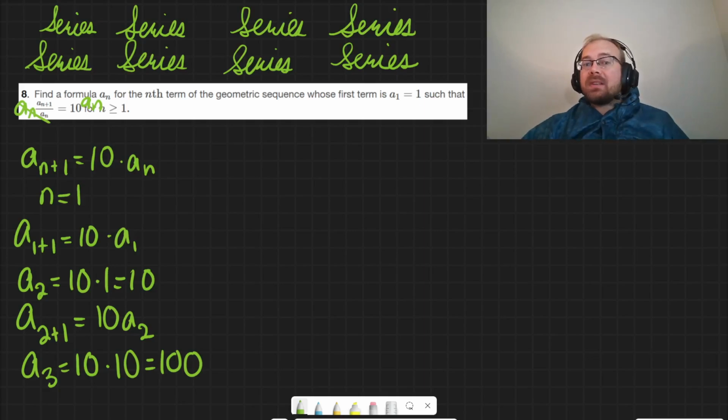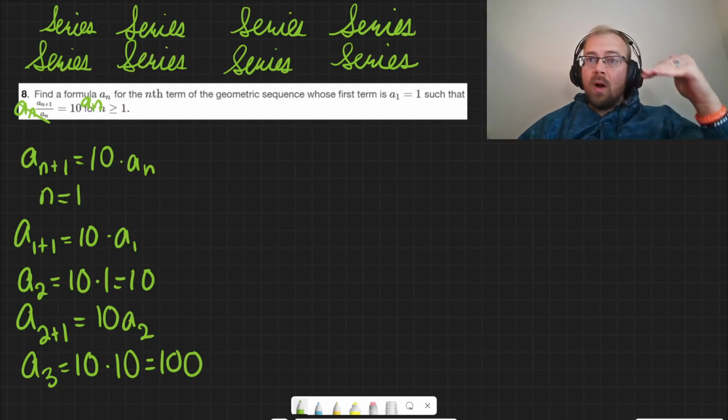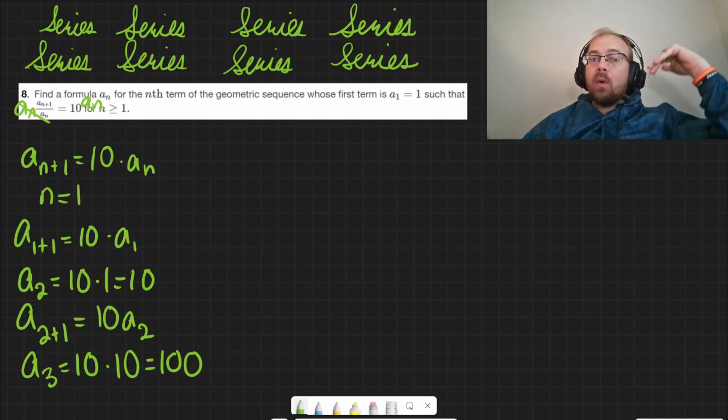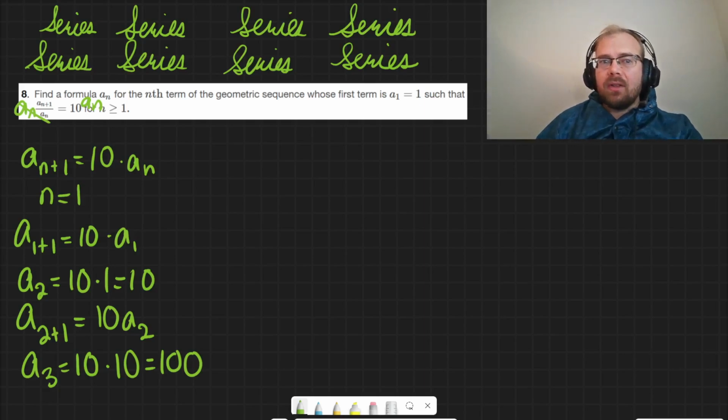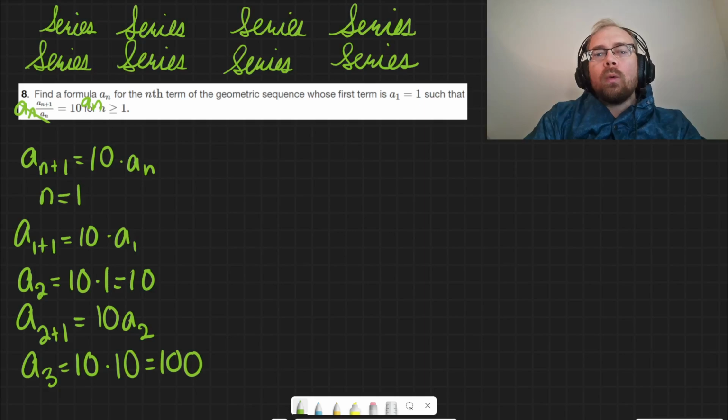So the pattern is we're timesing by 10 every time. It was 1 for the first term, 10 for the next term, 100 for the next term, and you can kind of guess where it's going to go after that, right? It's just going to keep adding zeros to the number, basically. So we're timesing by 10.